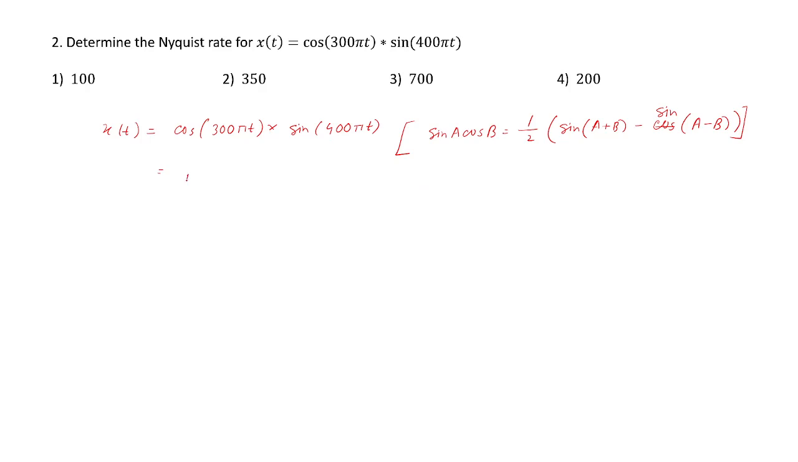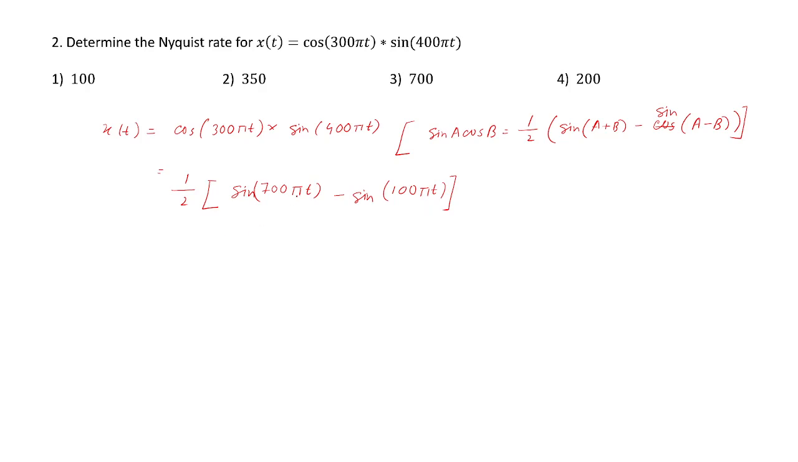Therefore x(t) comes out to be sine of 700 pi t minus sine of 100 pi t.